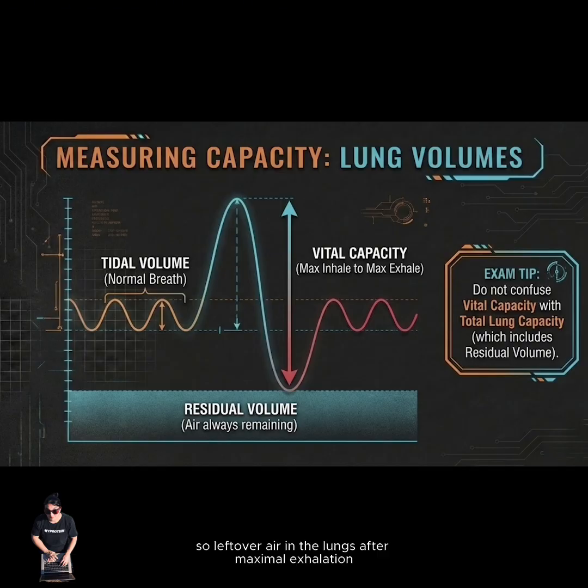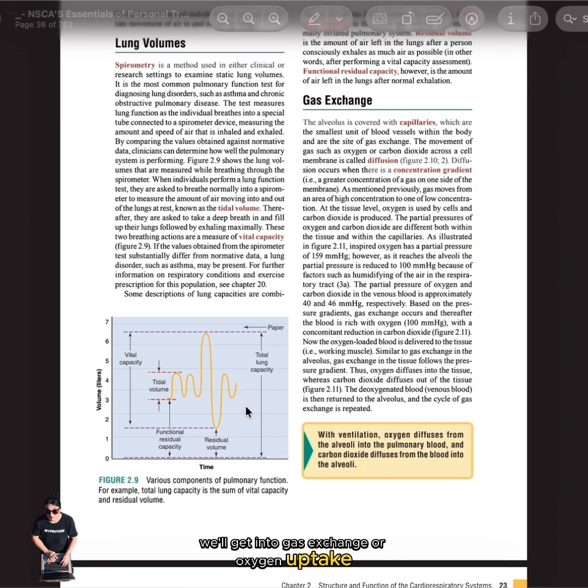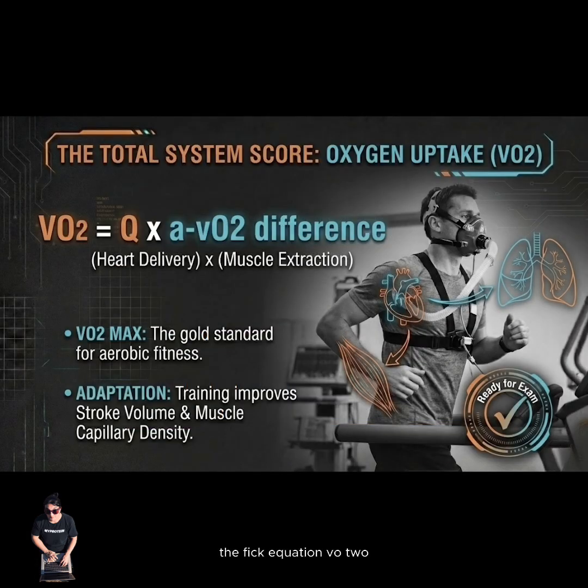We'll get into gas exchange or oxygen uptake. This part is a lot. Go over it a few times, use highlighting and flashcards if needed. The Fick equation. VO2 is the product of cardiac output and the arteriovenous oxygen difference, which measures how much oxygen the muscles are actually extracting from the blood.